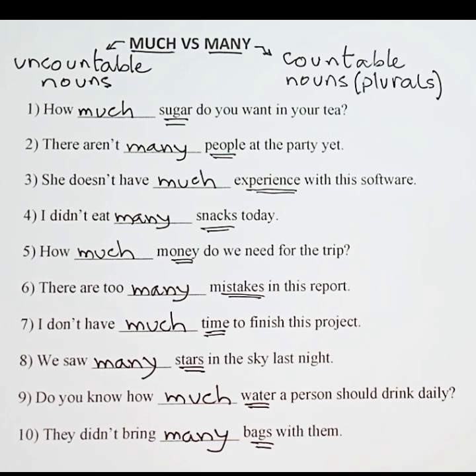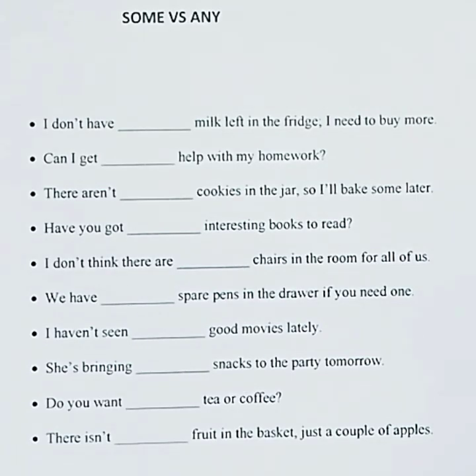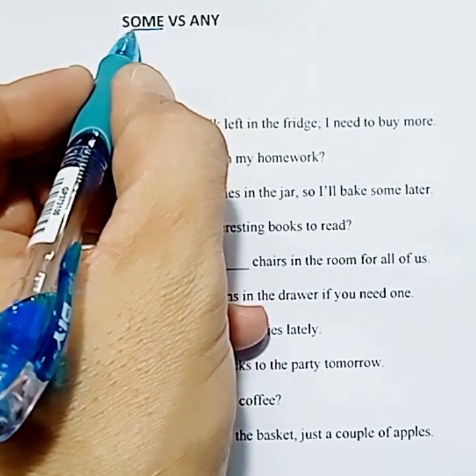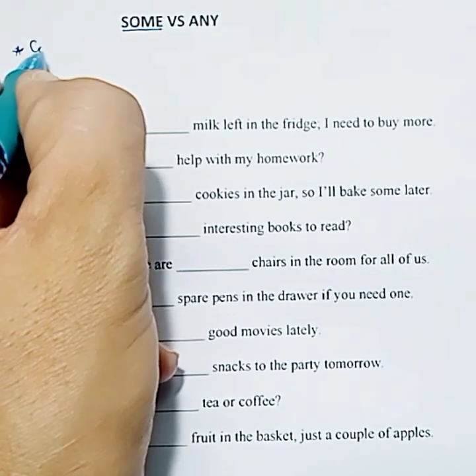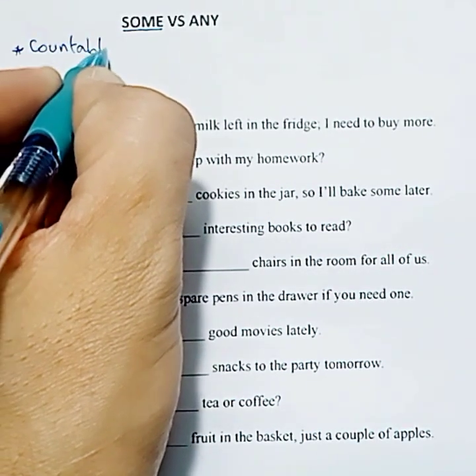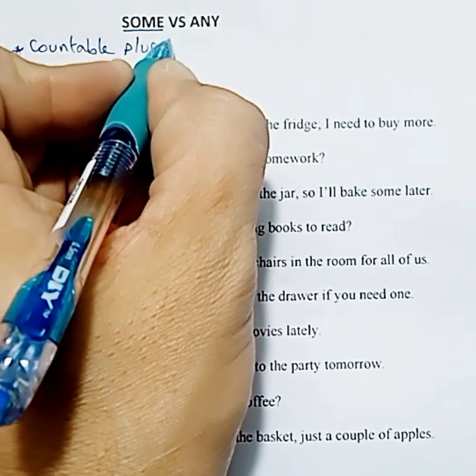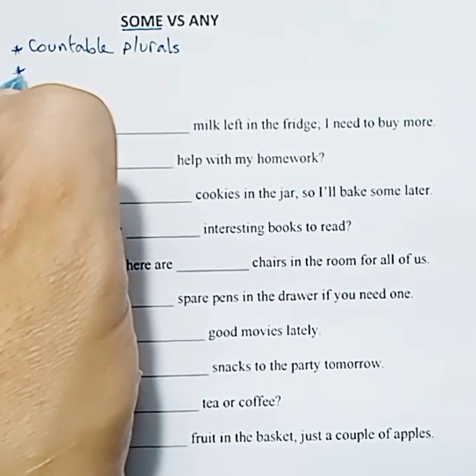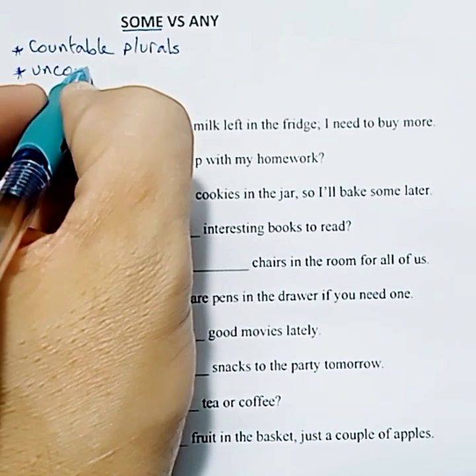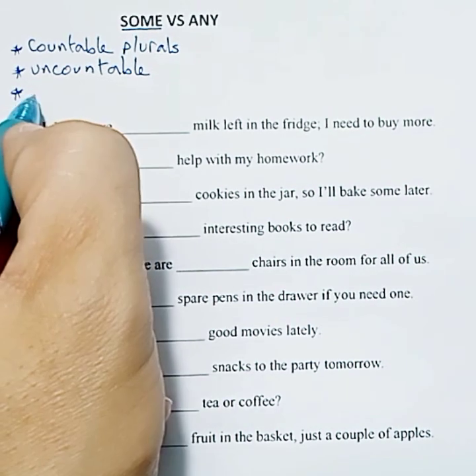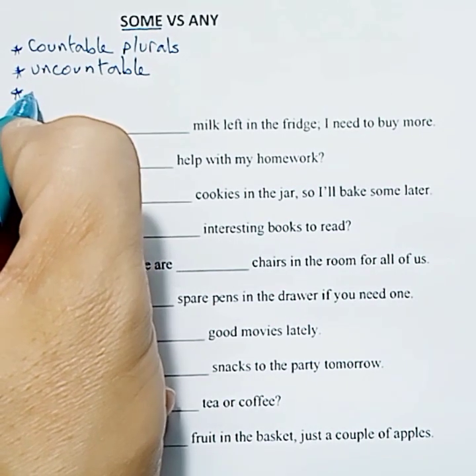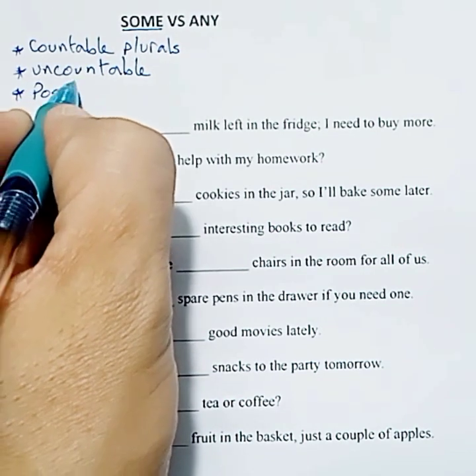That's it. This is the difference between much and many. And now let's jump to some versus any. Before we do the activity, let's understand the difference between some and any. We start with some. Some is not a lot, and it is used with countable plural nouns. This is number 1. Number 2, some can be used with uncountable nouns too. So countable plurals, uncountable just the noun as it is.